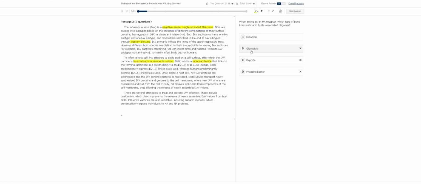B, glycosidic. This is a good answer because this is basically when you have two sugars and they make a bond with each other. And so this is similar to what they're talking about between linkages, and this lines up the most, and so we'll keep B for now.